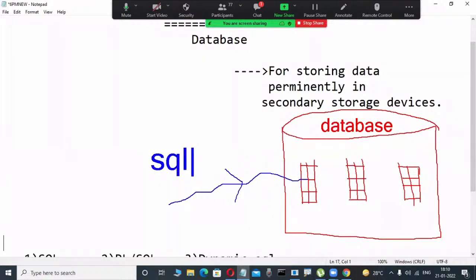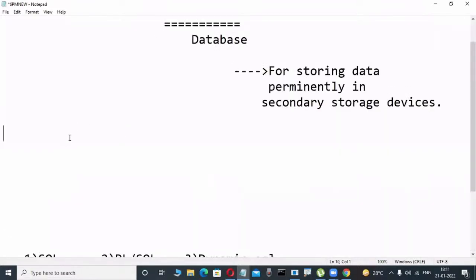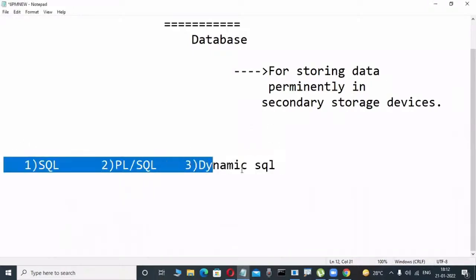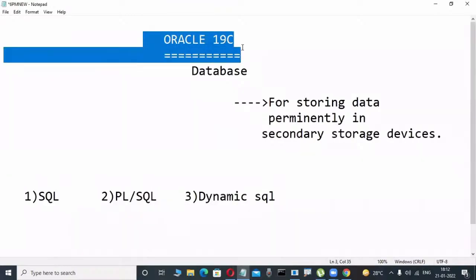Up to this point I explained yesterday. If you want to operate this Oracle software, we use SQL, structured query language. Another language is PL/SQL, procedural language extension for SQL. Another language is dynamic SQL. Through these three languages, we operate this Oracle software in your companies.